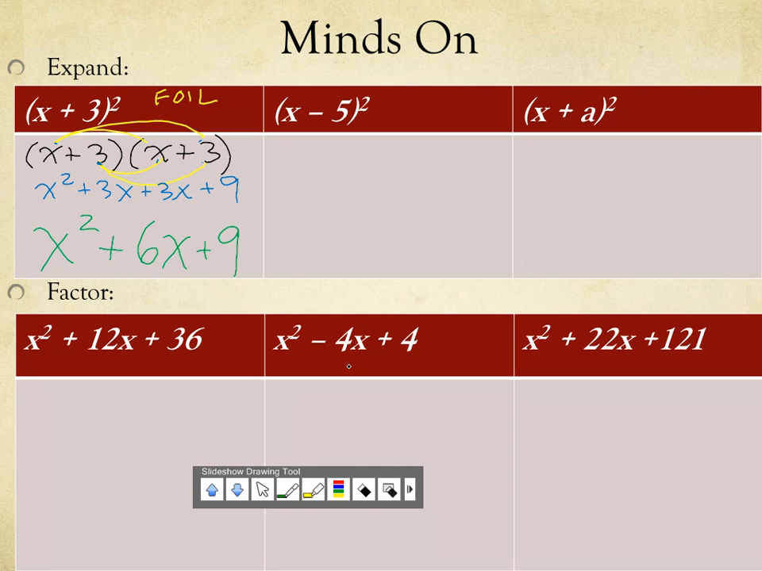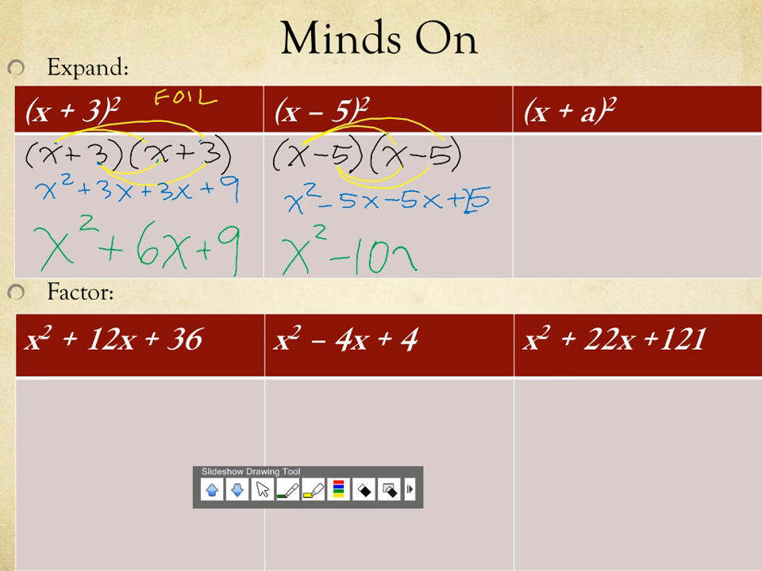Okay, next one, similar. x minus 5 squared can also be written as x minus 5 times x minus 5. Now we'll do FOIL. x times x is x squared, x times negative 5 is negative 5x, negative 5 times x is negative 5x, negative 5 times negative 5 is positive 25. Okay, so those are all of our terms. Now you collect like terms in the middle, the 5x and the 5x that are both negative together, and you'll get x squared minus 10x plus 25.